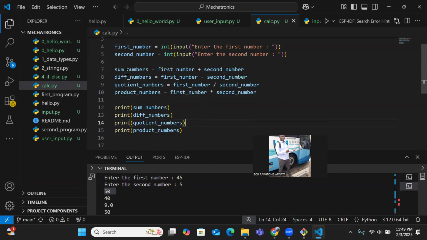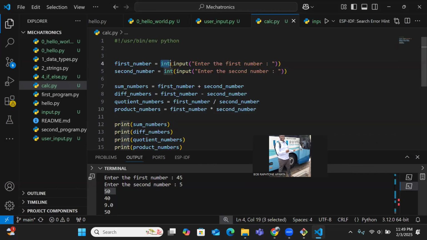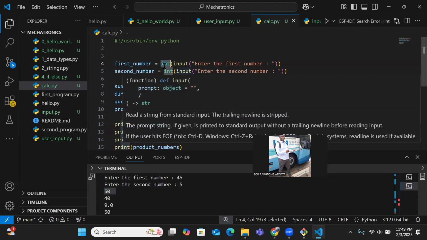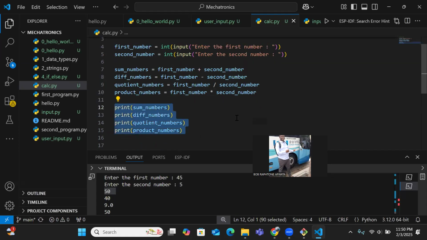We went about it by, first of all, I told you this, we would come to understand it now. Int is used to convert a number into an integer, and an integer is a positive whole number or a negative whole number. So you first of all need to convert them. And then after doing that, you can do these operations: add, minus, divide, and multiply. And then you print them.